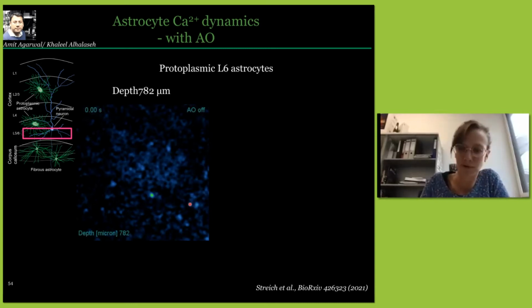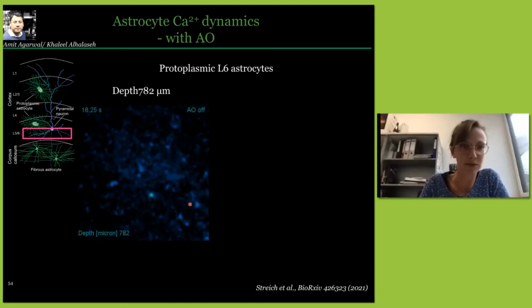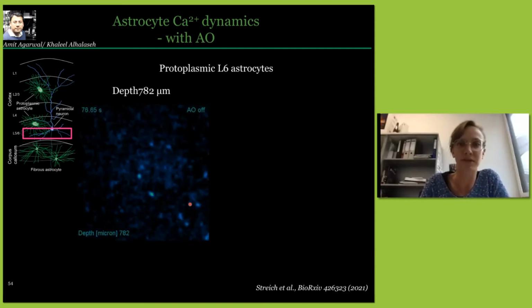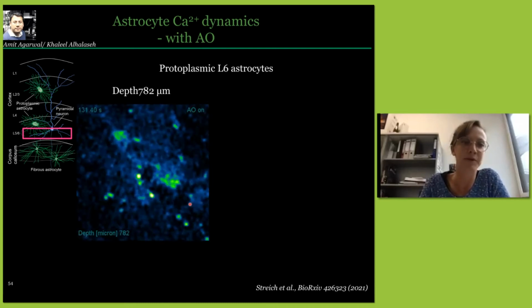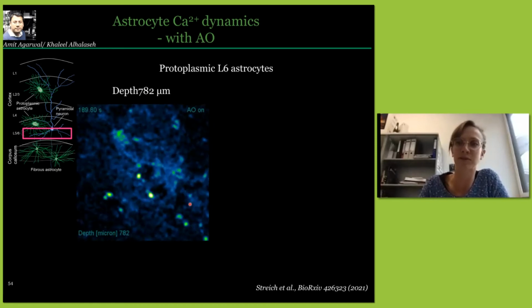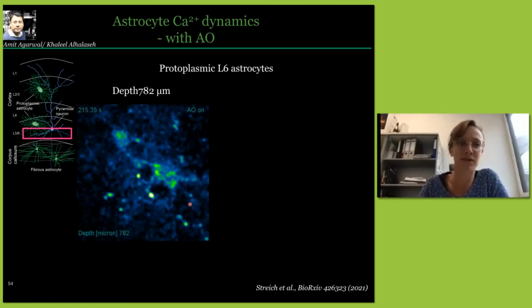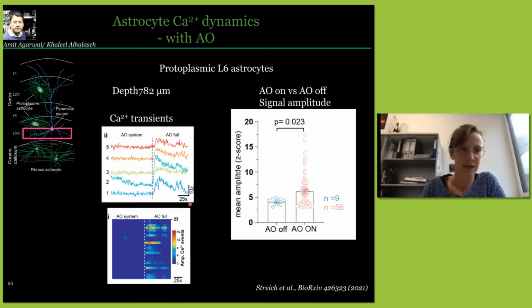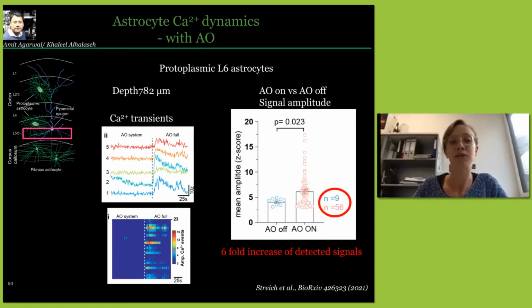So here you can see an example of an astrocyte recorded first without adaptive optics, where you can see that it's rather difficult to tell whether there are calcium signals occurring. But now we enable adaptive optics correction. Now we can really appreciate that we can visualize the calcium transients traveling through the astrocyte. So adaptive optics correction leads to a clear enhancement of the signal amplitude. But more importantly, adaptive optics correction enabled us to achieve a 6-fold increase in the detection efficiency of signaling events. So before aberration correction, we could detect 9 individual events, while after aberration correction, we were able to detect 56 individual events.